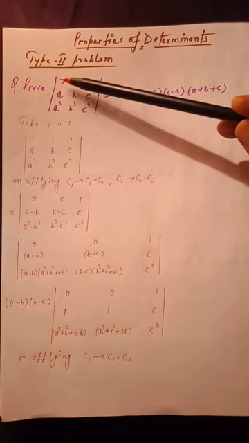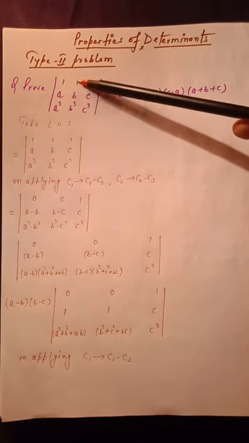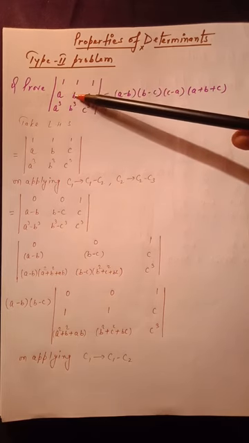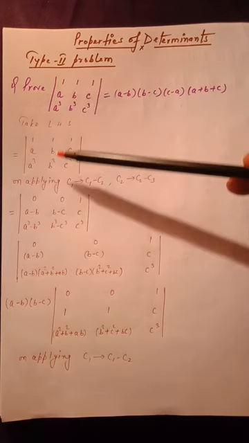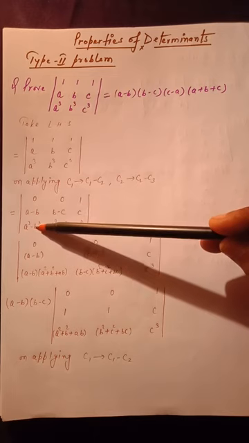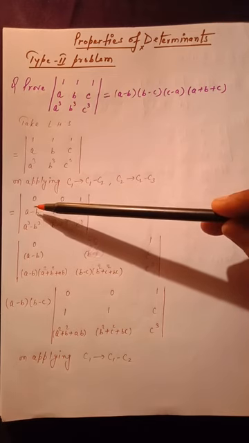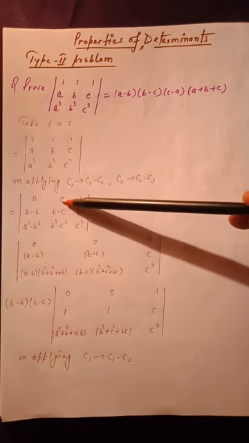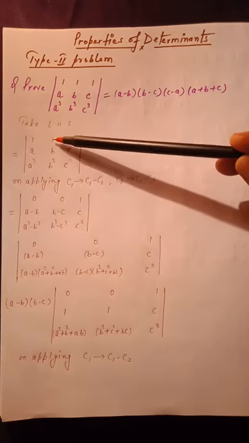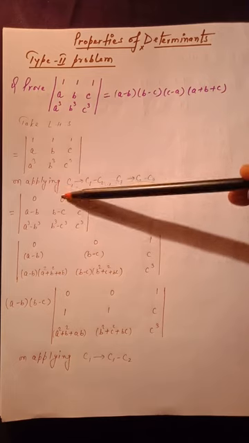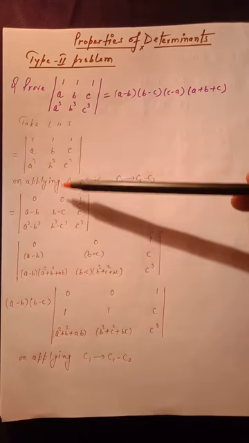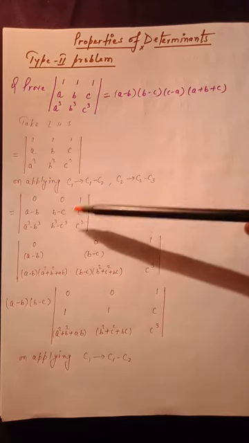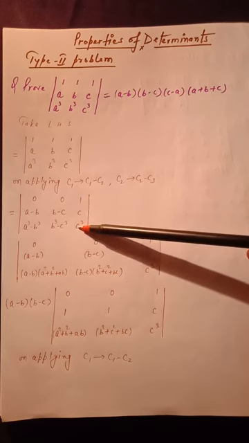So in place of all c1, I may write 1, minus 1, 0, second is a minus b, third is a cube minus b cube. So these elements will come here in place of c1 because I am applying c1 is equal to c1 minus c2. Now in place of c2, I am writing c2 minus c3. So 1, minus 1, 0, b minus c, b cube minus c cube. Here c3 will remain same.